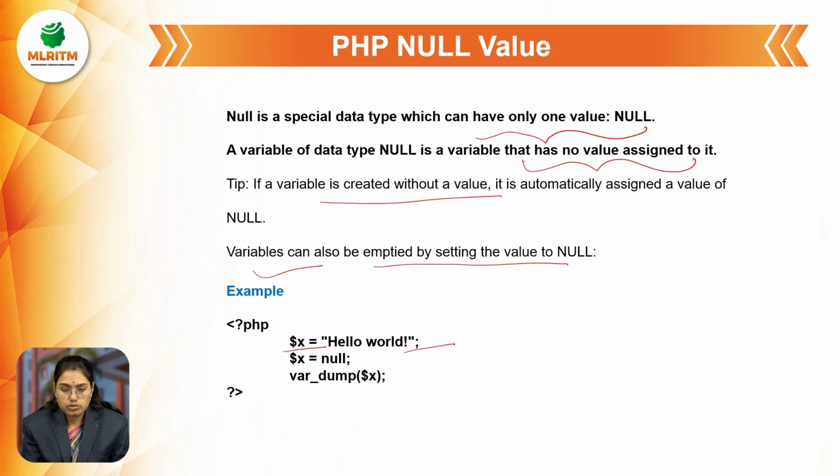$x is equal to "Hello world", then $x is equal to null, then var_dump. So what will be the output? First we already have Hello world. Next, Hello world is replaced with null, which means $x doesn't contain anything. So the output will be NULL, because we don't have anything in $x.